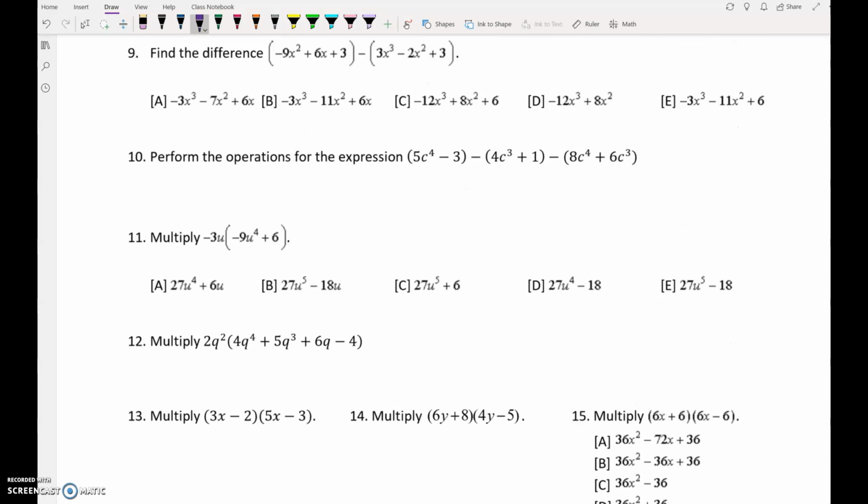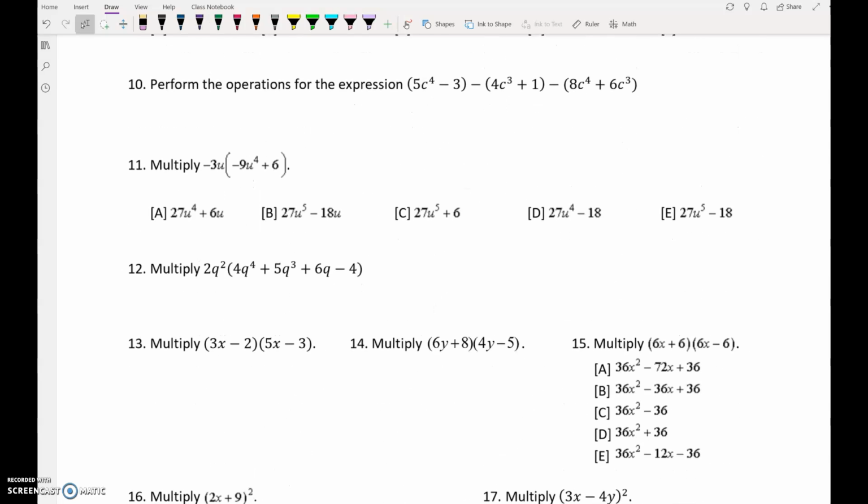Next up, number 10. This is a really good one to go through because a lot of people miss this problem. Anytime you see subtraction in between parentheses, you have to distribute that subtraction. So we have here 5c to the fourth minus 3 minus 4c to the third minus 1. You have to subtract both of those. You also have to subtract both of these. So minus 8c to the fourth minus 6c to the third.